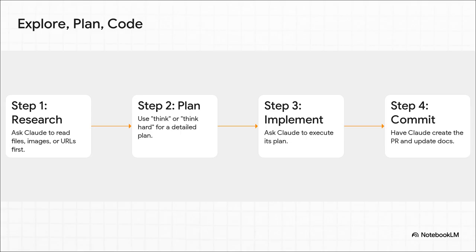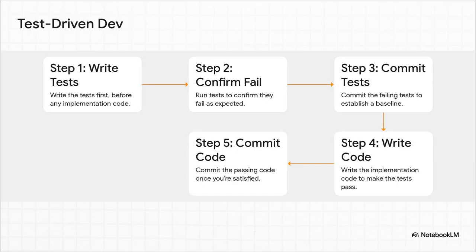Step 2 is to plan the attack. Use the think or even think hard command for a super detailed plan. Step 3, implement the code. Just tell Claude to execute that plan. And step 4, commit and document. Let Claude handle creating the pull request and updating all the docs. Beautiful. Next, a personal favorite for building rock-solid, reliable code: test-driven development.